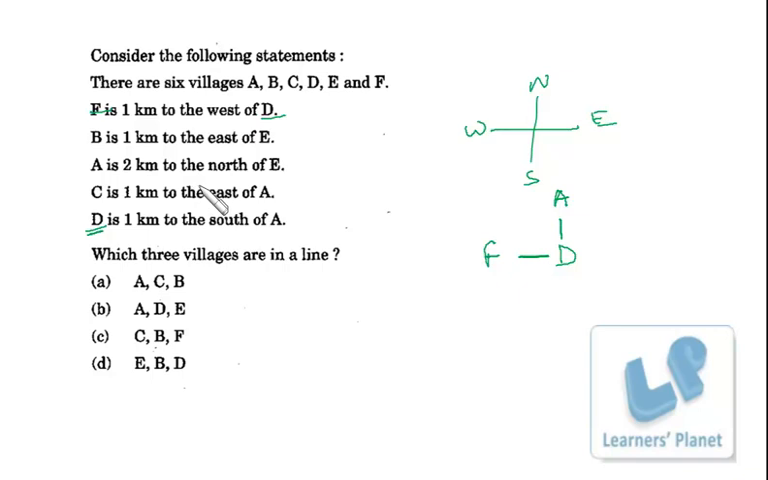Now we see more connections with A. A is 2 kilometer to the north of E. That means this is 1 kilometer, then this is 1 kilometer, then this is E, right? So A, D, E. A is 2 kilometer. Yeah, this is 1, perfect. Okay. C is 1 kilometer to the east of A. So east of A, C. Okay, then B is 1 kilometer to the east of E.